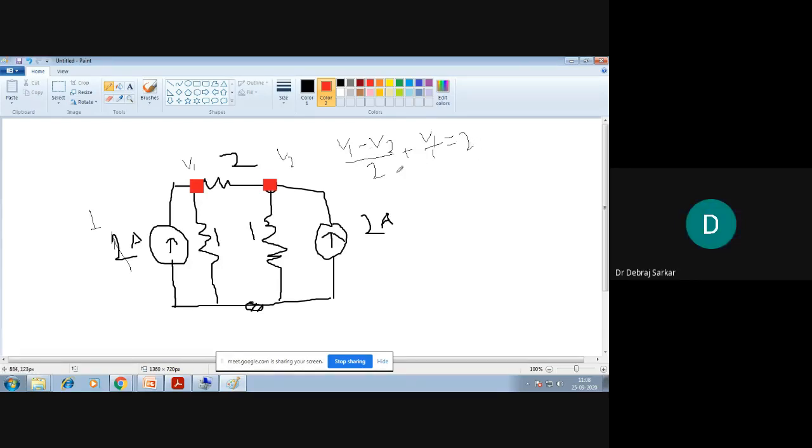Now I want you to again solve this. Solve it in the sense that you keep V1 together. So tell me, I want something like 4 equals 3V1 minus V2.